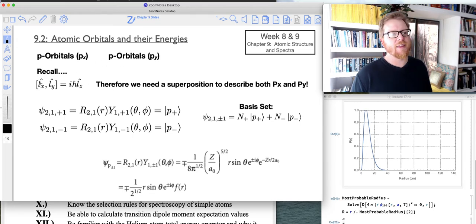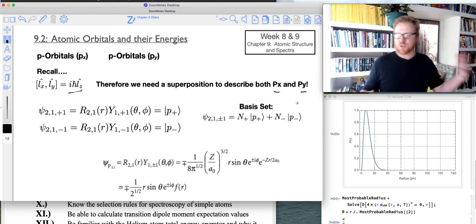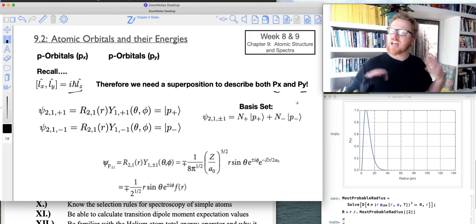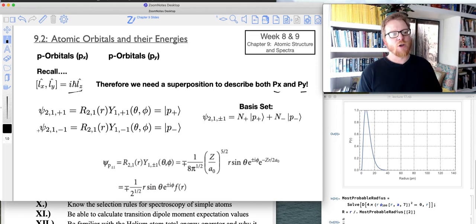So remember that the commutator [Lx, Ly] equals i h bar Lz, okay? So the fact that this has a value, that it's non-zero, tells us there's uncertainty amongst the x and y dimensions. So we need a superposition to describe both px and py. So we need two separate superpositions, one for each orbital. And here's how we create that superposition, okay? So we're going to look at the psi 2,1,+1, where ml equals plus 1, and the psi 2,1,-1, where ml equals minus 1.